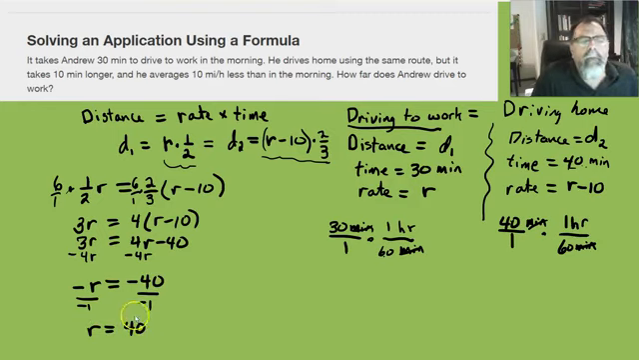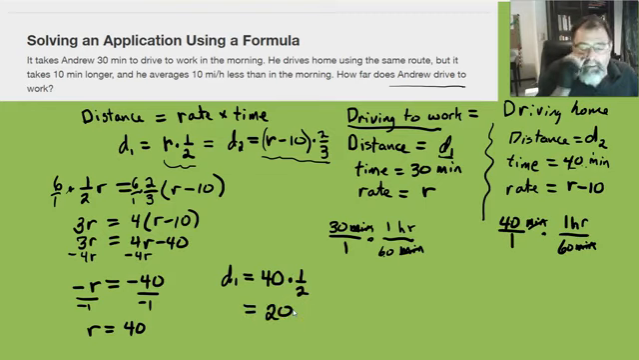Now we've got to make sure we answer the question: how far does he drive to work? So we want to know D1 or D2, remember, they're the same. So the distance to work, D1, is going to be 40 miles per hour times 1/2 hour. 40 divided by 2 is 20. So it's 20 miles to work.